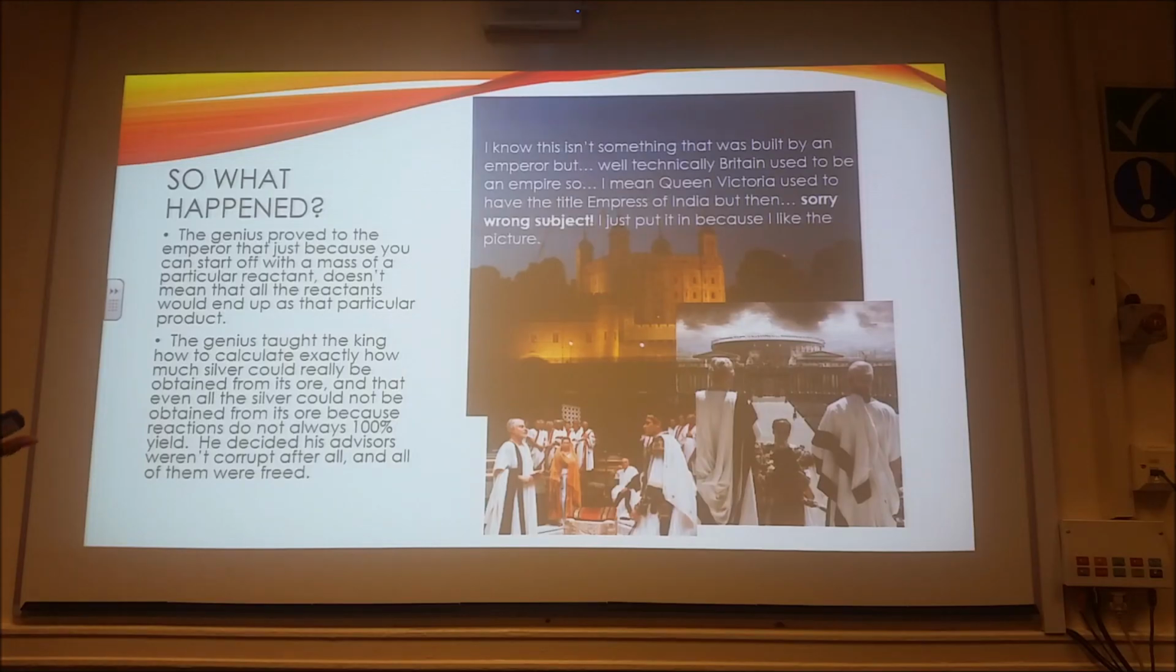So what happened? The genius proved to the emperor that just because you can start off with a mass of a particular reactant doesn't mean that all the reactants would end up as that particular product. The genius taught the king how to calculate exactly how much silver could really be obtained from its ore, and that even all the silver could not be obtained from its ore because reactions do not always yield 100%. He decided that his advisors weren't corrupt after all, and all of them were freed.